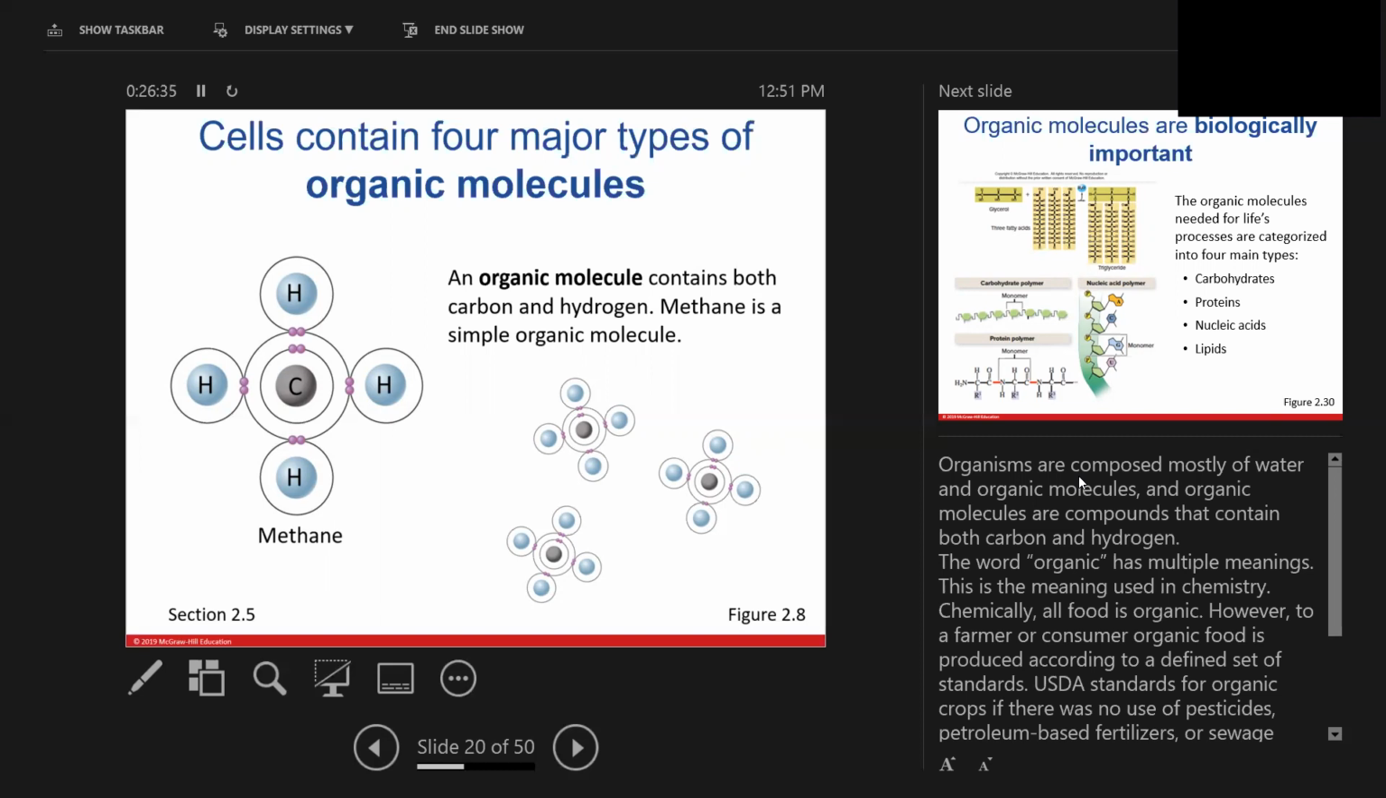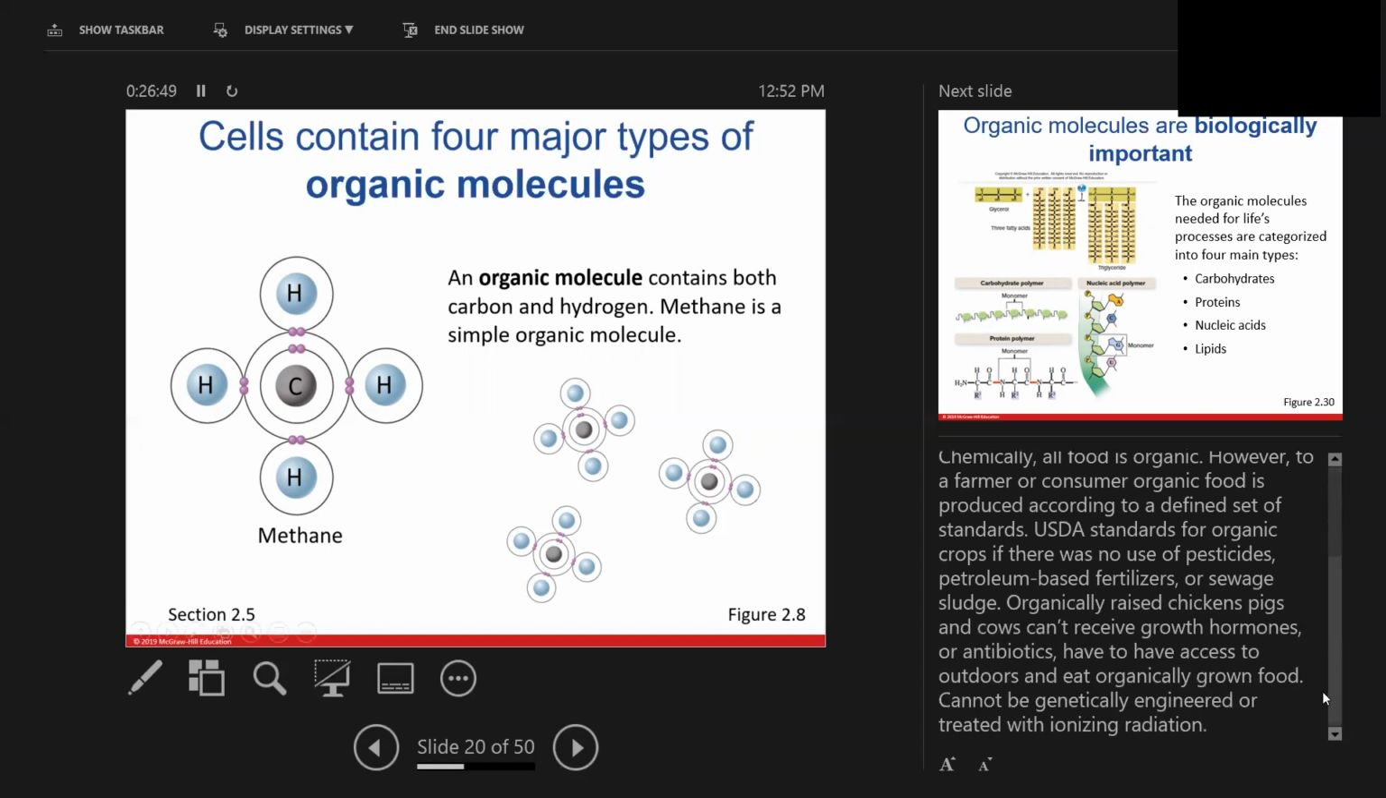However, if you're a farmer or a consumer of organic foods, those standards are set by the USDA as far as what defines, from a botanical or food sciences perspective, what is organic versus non-organic. Ultimately, what we need to remember here is that these organic molecules contain both carbon and hydrogen, and methane is the most simple form of it, where you've just got a single carbon atom with 4 hydrogen atoms, and that's your most basic form.